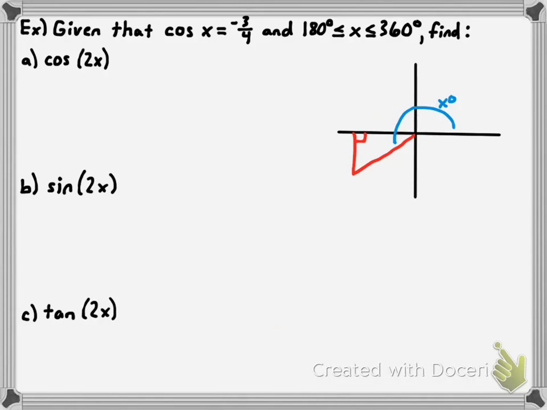But what we're going to do is we're going to say the leg adjacent to that angle right here is 3, and the hypotenuse is 4. Makes sense? Cosine of x equals -3/4.